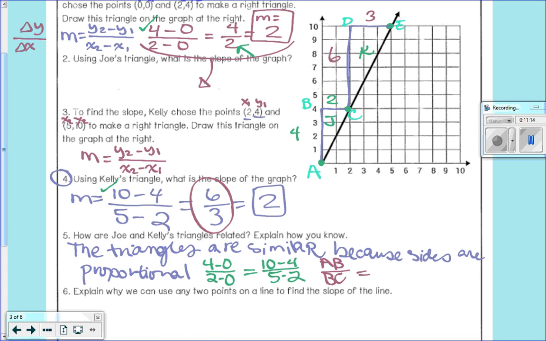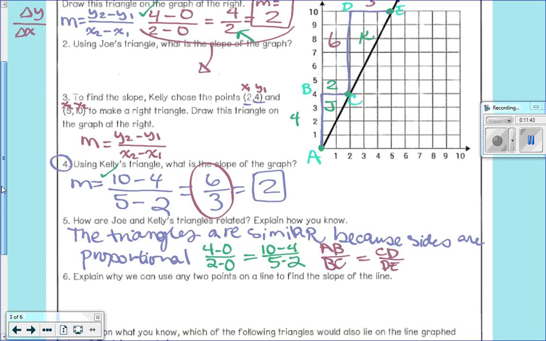And that's proportional, so this rise has to correspond to rise, right? Rise and rise, so what is Kelly's rise? C, D. You got it. And her run is D, E. Good. Not that bad, right? So you can see it with letters, you can see it with numbers, using rise over run and your slope formula. Why can you use any 2 points on a line to find the slope of the line?